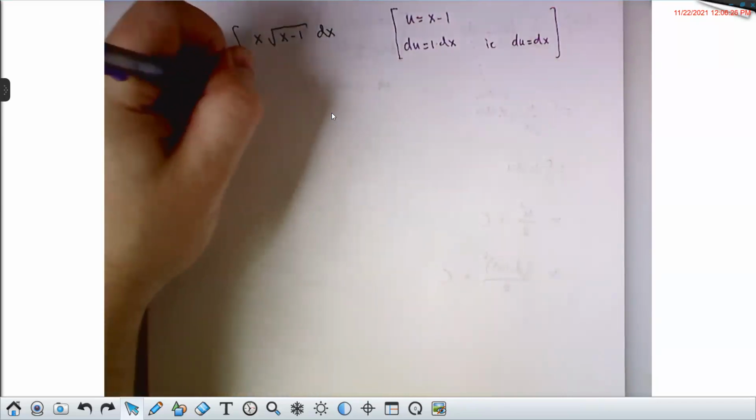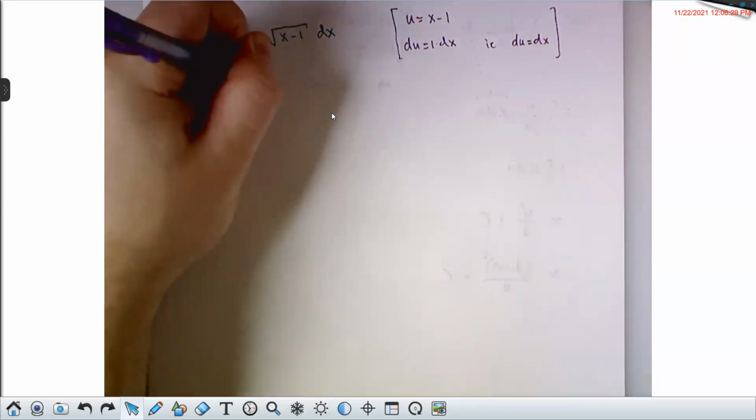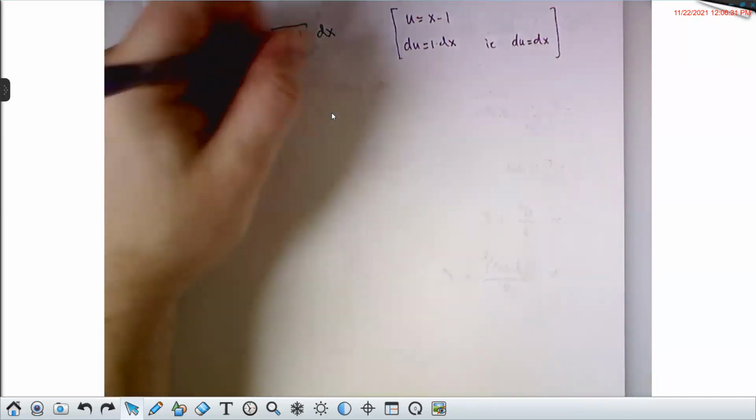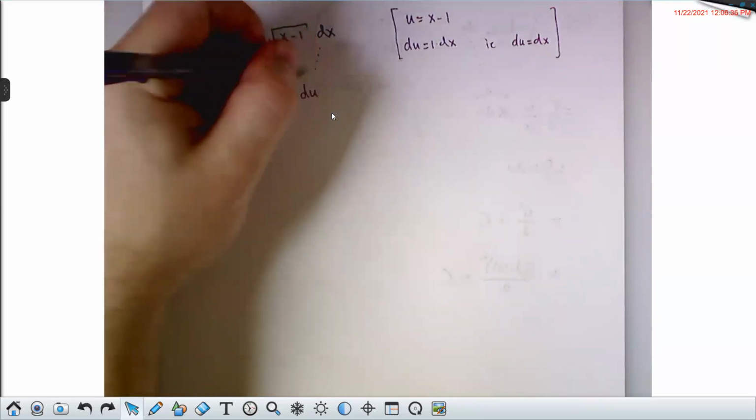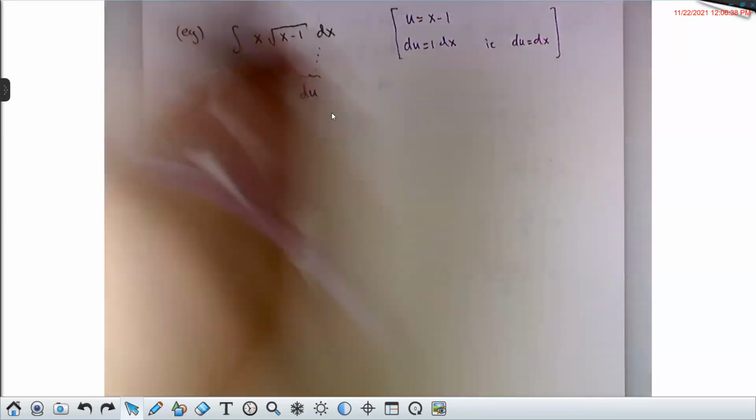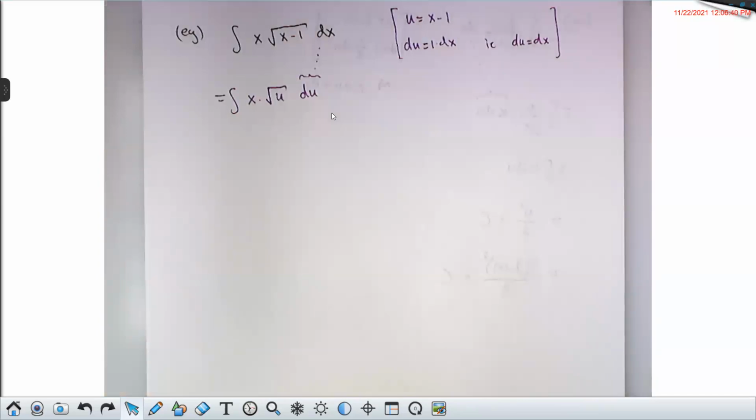Let's see, I don't know what to do with that x just yet. The square root of x minus 1 is the square root of u. dx is the same as du, right? Here, du and dx were equal. And at this point, this looks like bad news. What's wrong with the integral I just wrote down? You won't be able to cancel out the x's. Yeah. Remember, everything has to be in terms of the new variable.